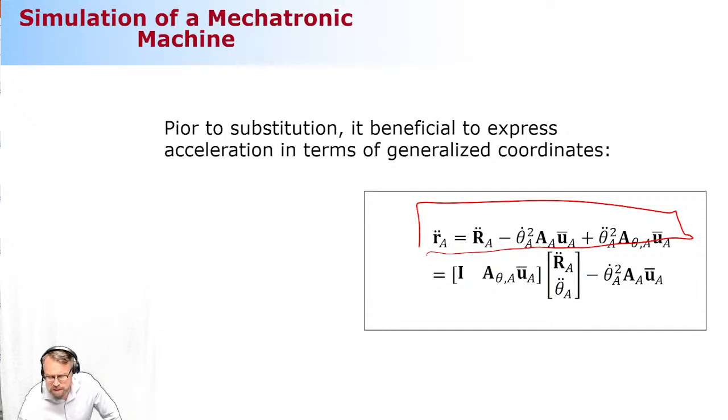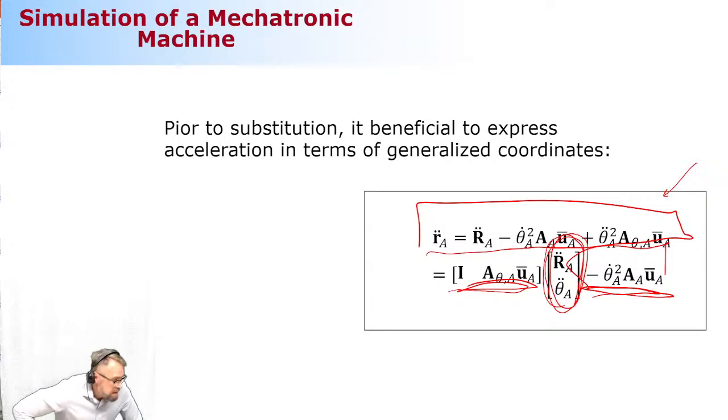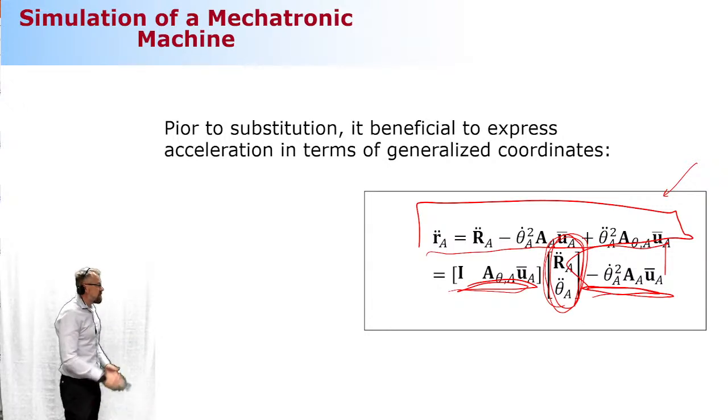So I wanted to express this in a way that I have here a vector that consists of accelerations of generalized coordinates. This is then multiplied by this mapping matrix. This is coming directly from the math. Nothing but another way to express this equation. And then another component which is quadratically related to velocities. So that's going to be my acceleration.